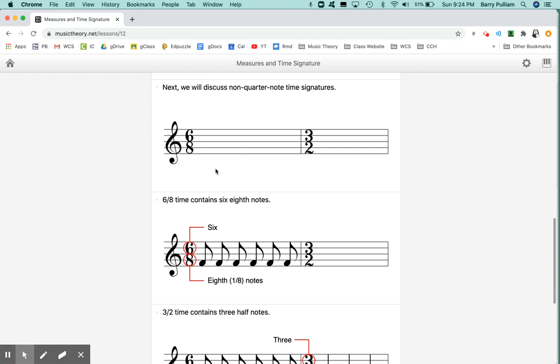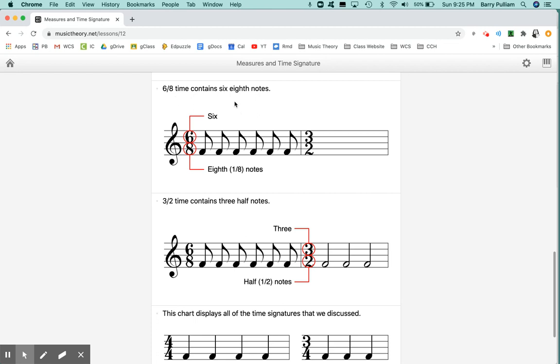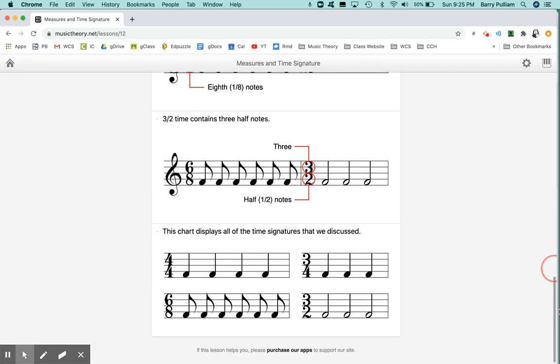It usually is not counted 1, 2, 3, 4, 5, 6. Usually think of it as 2 beats, each beat being divided up into 3 parts. So 6/8 contains 6 eighth notes, but we group them up as these 3 go together, these 3 go together, usually. 3/2 contains 3 half notes. This is the craziest time signature to introduce at this time. I'm not sure that I've ever played or sung anything in 3/2.